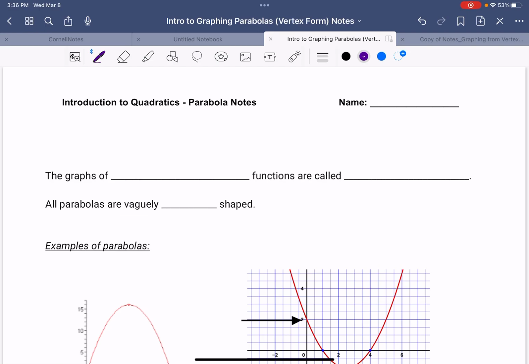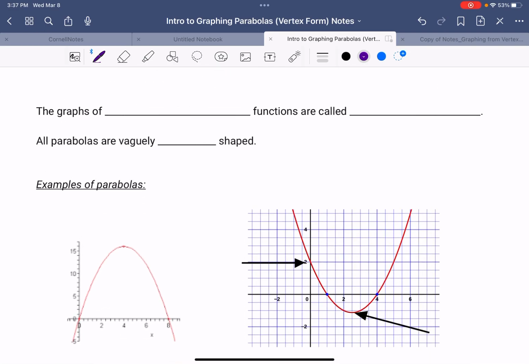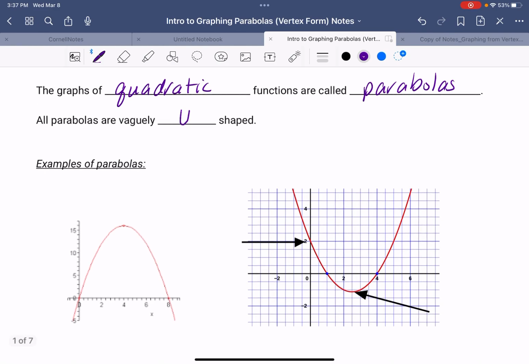All right, so in this first block right here, we are going to fill this out and say the graphs of quadratics, that's the fancy name, quadratic functions, are called parabolas. And all parabolas are vaguely what we call U-shaped. So when you look at the examples of the parabolas below, you can see we can either do a downward facing U like this, or we can have an upward facing U, okay? You will never see us in this class go like this or like this, all right? It's always going to be up or down.